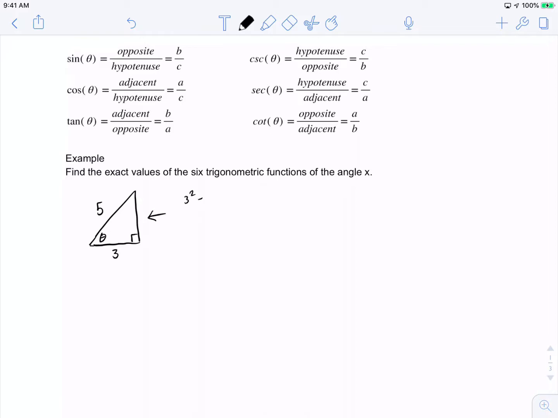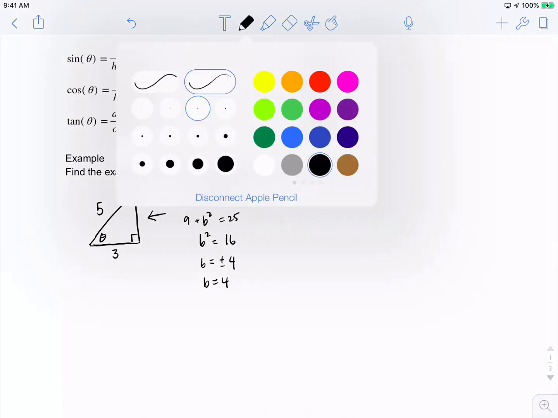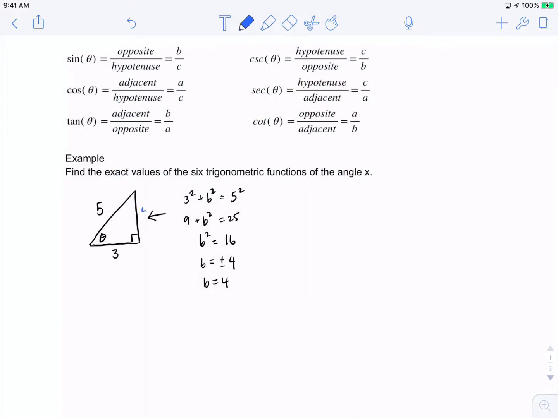We know that 3 squared plus b squared is going to be equal to the hypotenuse squared, so 9 plus b squared is equal to 25, so b squared is equal to 16, and b is equal to plus or minus 4, but since we're talking about a distance, it has to be 4. So then we'll go ahead and label that as 4.